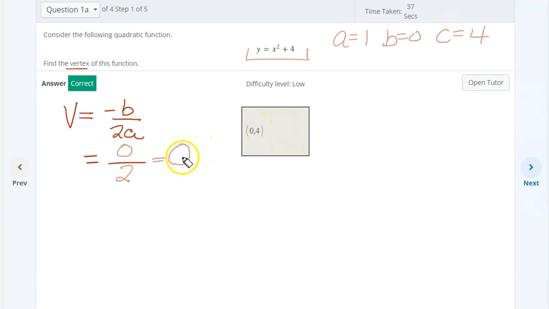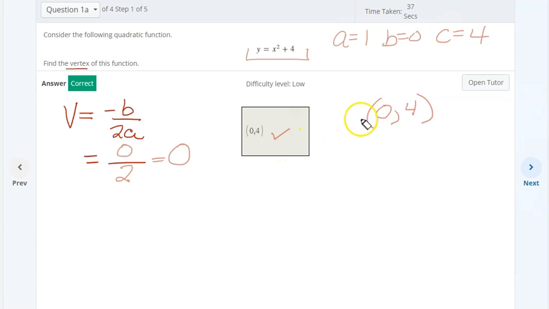Now, that's one of our ordered pairs, that's our x value. What will the y value be? Well, we substitute into the original formula that x is 0. So 0 squared is 0. So y is going to equal 4. And we had that correct.